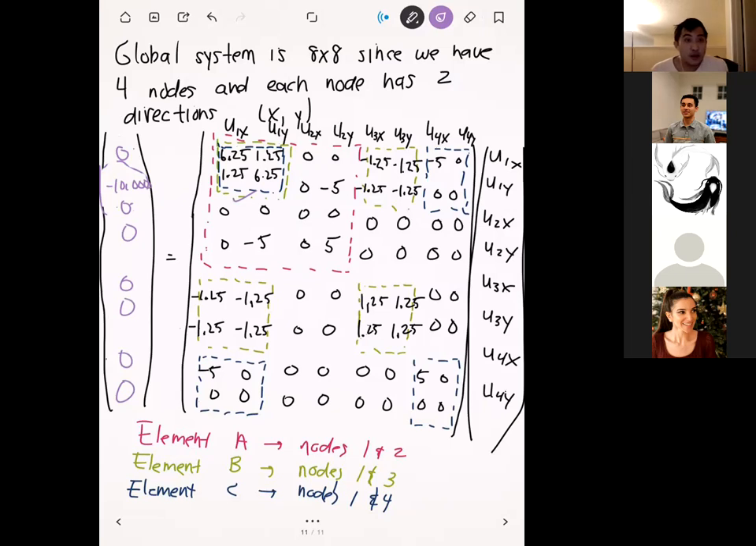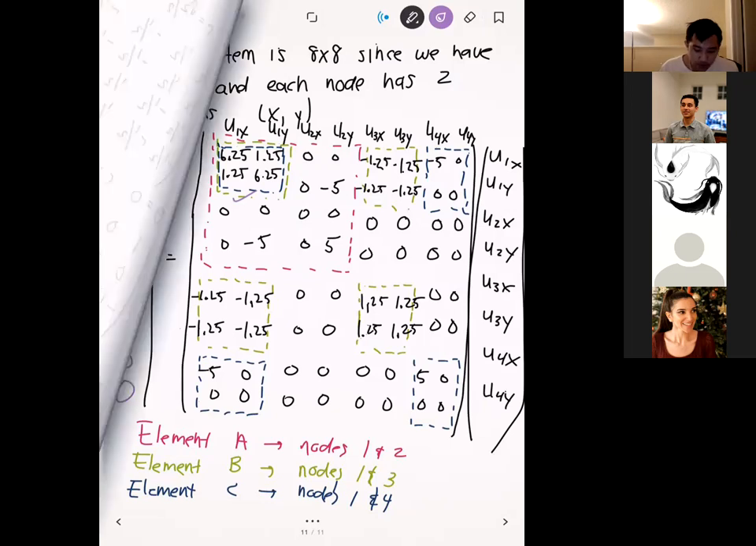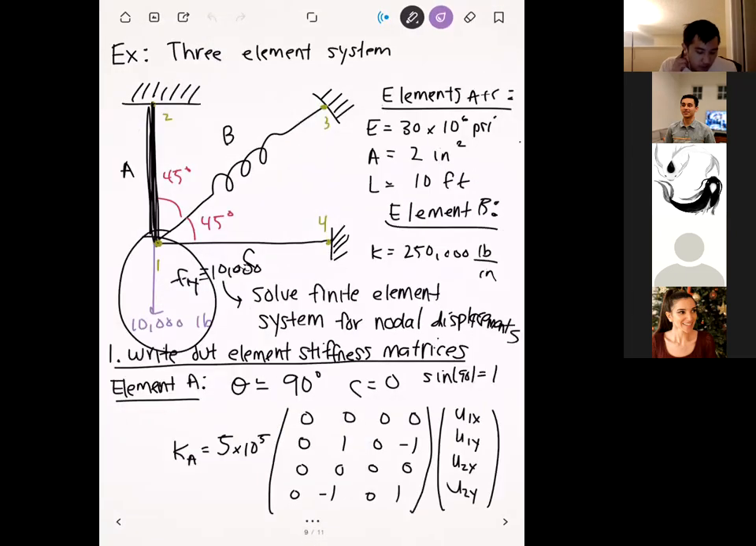So that's the Neumann boundary condition. We have just one here. Now we need to apply our fixed support boundary conditions, which is our Dirichlet boundary conditions. If we go back to our problem diagram here, we see that nodes 2, 3, and 4 are fixed.